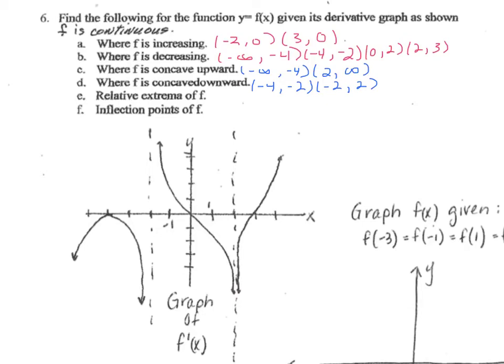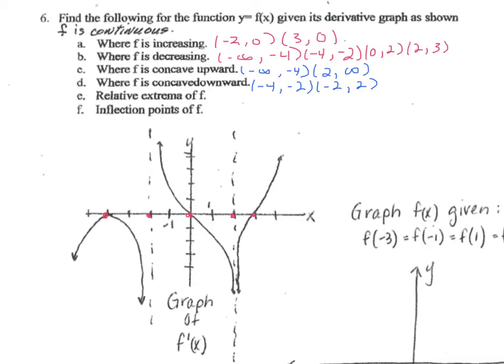Relative extrema. So we can have relative extrema whenever the derivative equals 0 or is undefined. So it looks like we have lots of x values where that happens. Be at either x equals -4, -2, 0, 2, and 3. So now to determine whether those are maxes and mins would be how the derivative changes sign.